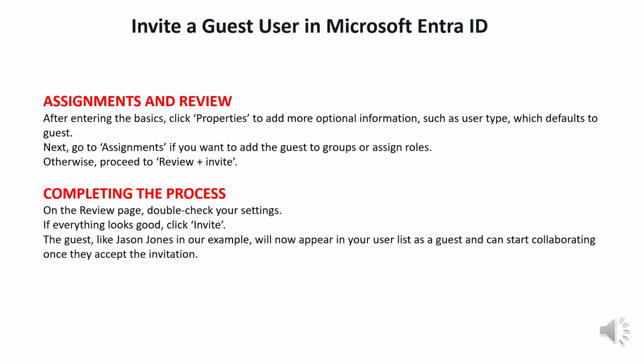Assignments and Review. After entering the basics, click Properties to add more optional information, such as user type, which defaults to guest. Next, go to Assignments if you want to add the guest to groups or assign roles. Otherwise, proceed to Review plus Invite. Completing the process. On the review page, double-check your settings. If everything looks good, click Invite. The guest, like Jason Jones in our example, will now appear in your user list as a guest and can start collaborating once they accept the invitation.